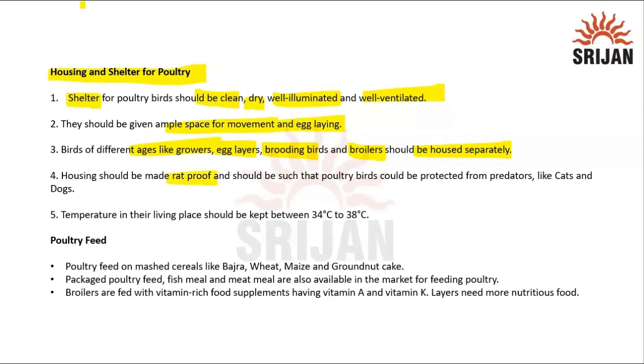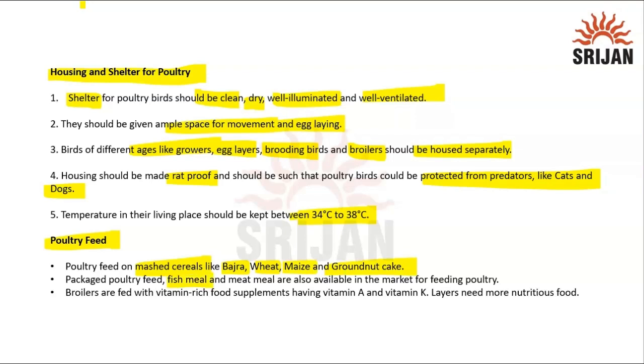Your housing should be rat proof, and poultry birds should be protected from predators like cats and dogs. Otherwise they will damage your crop, or they will damage your animals. And the temperature should always be kept between 34 to 38 degrees Celsius. And if I talk about the feed, we have already discussed it, but in general we can give them mashed cereals like bajra, wheat, maize, and groundnut cake.